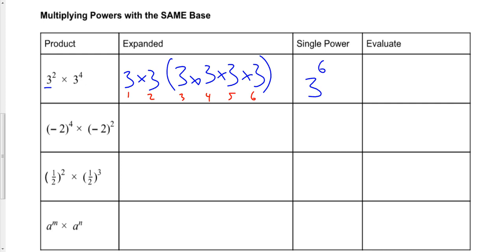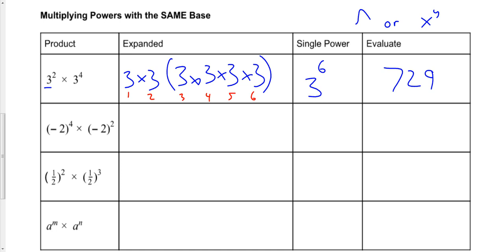If I want to evaluate that on my calculator, I'm looking for the exponent button. Every calculator is slightly different. For me, my exponent button looks like this. Sometimes your exponent button might look like x to the y, but each calculator is slightly different. So I put in 3 to the exponent 6, and that pops out a final answer of 729.